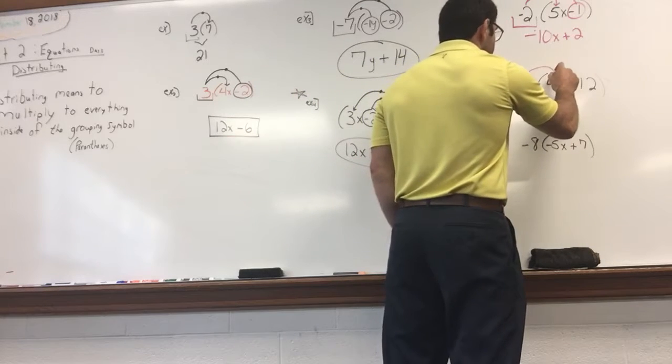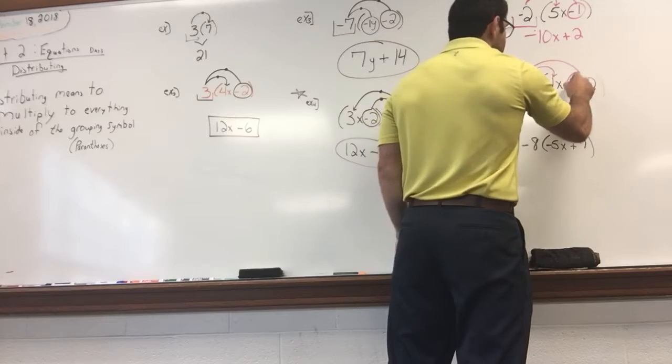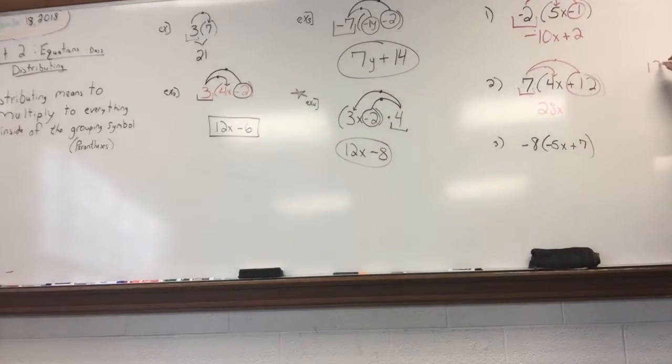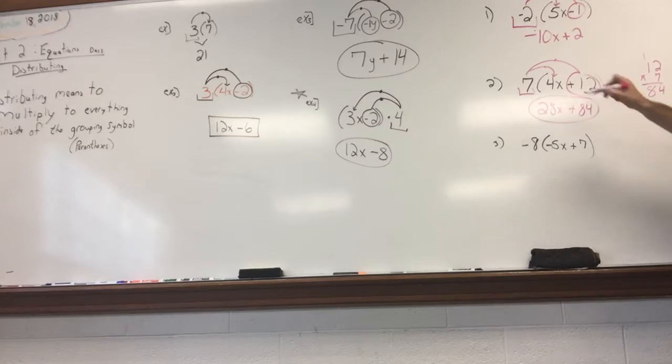So 7 times a positive 4x is 28x. 7 times a positive 12. Let's say, okay, you don't have your multiplication chart. How are we going to do this? 12 times 7. 7 times 2 is 14, carry the 1. 7 times 1 is 7, plus 1 is 8. Gives me a positive 84. Questions there? Show of hands, who's 2 for 2 so far?